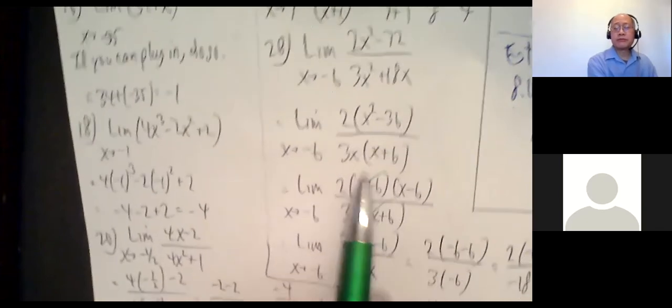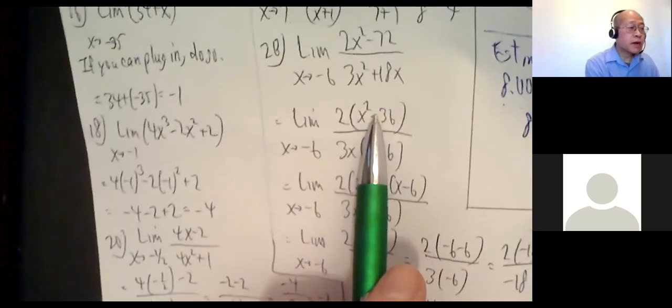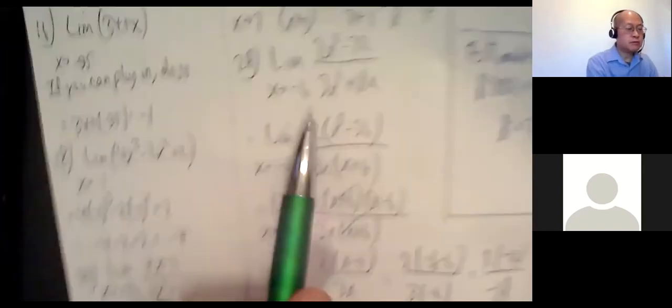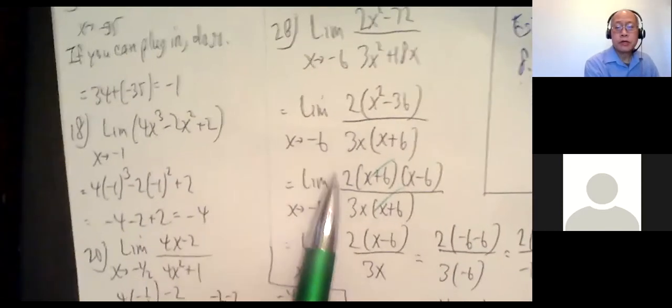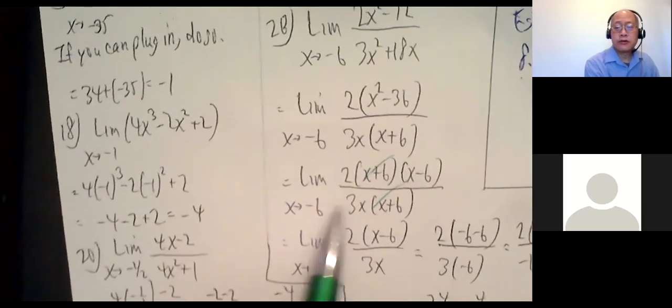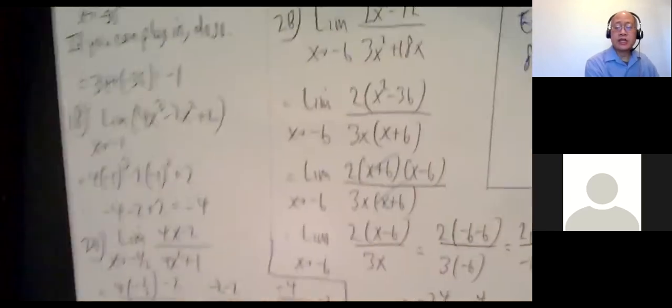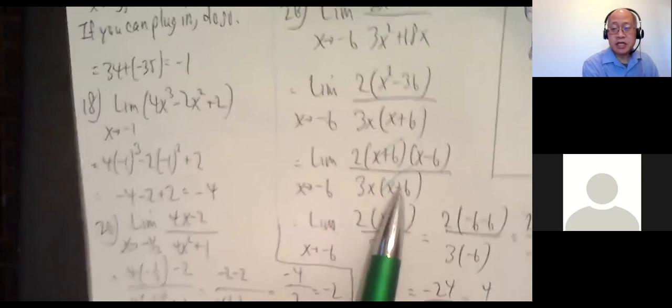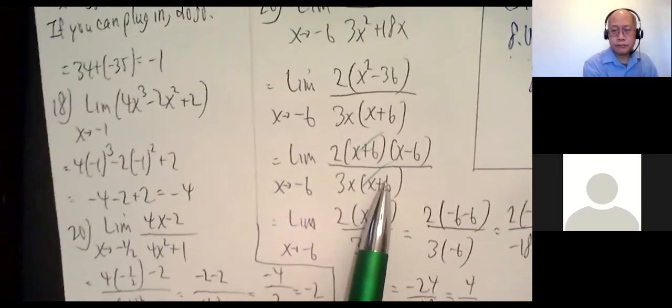But let's keep factoring. X squared minus 36 is also a difference of 2 squares. So 2 times (x plus 6)(x minus 6) over 3x times (x plus 6). And that's what we want. That's usually what happens in this kind of game here. So x plus 6 cancels out.